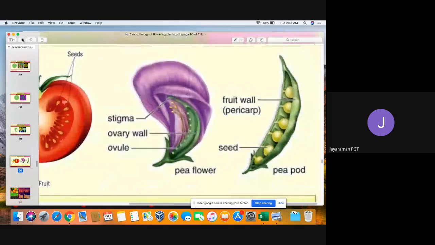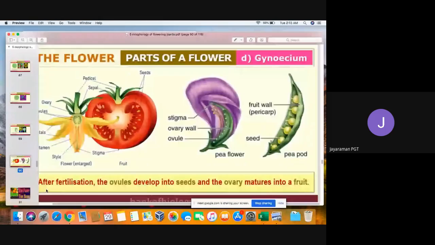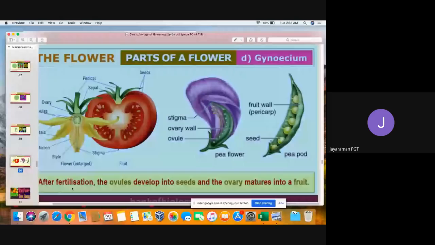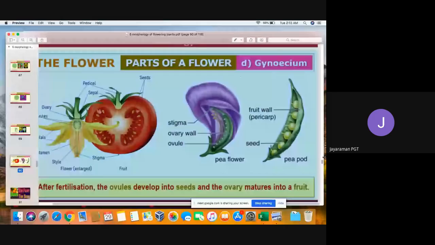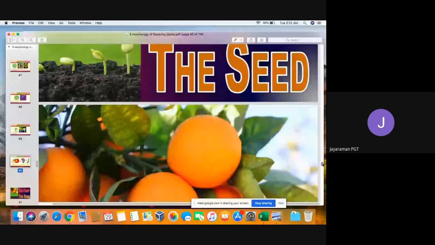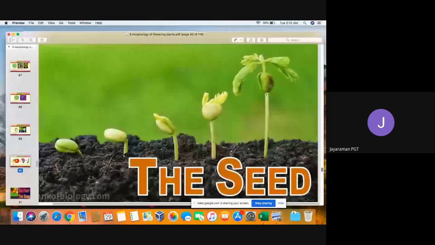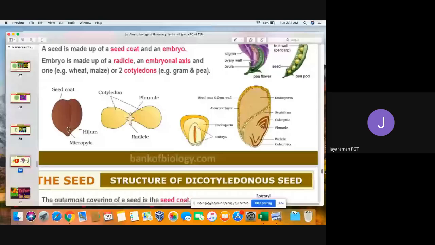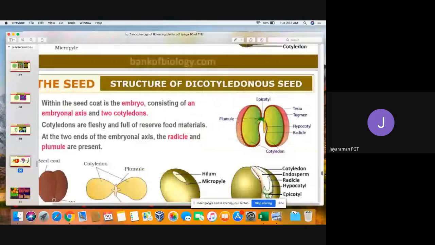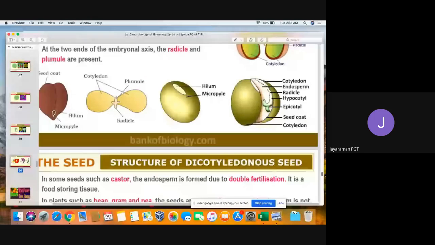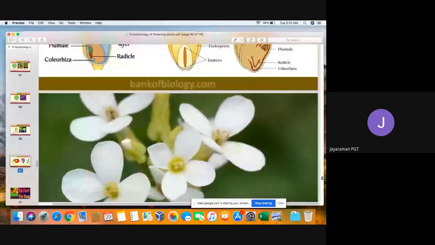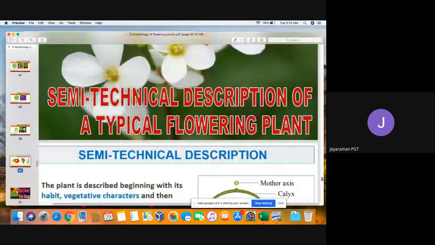So after fertilization, read it below: after fertilization, the ovule develops into seed and the ovary matures into fruit. This question will be asked. That's it. So here there are fruits, types of fruits. They have removed these this year: delicate portion, structure of seeds, you have to actually study. Not needed for NEET, and not needed for the board exam. These topics are deleted for this year for the board exam.